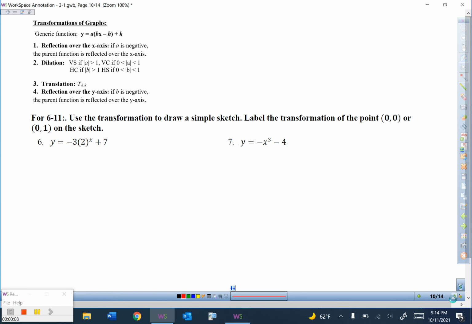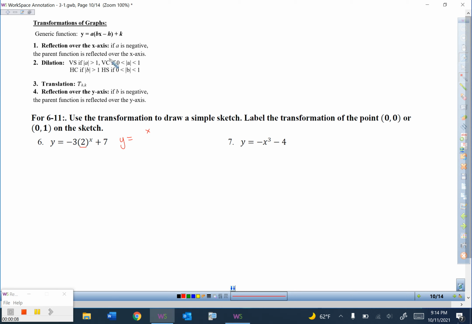Alright, so on 6 through 11, here are the steps I want you to follow. First up, I want you to strip down your equation and leave only the important parts of the parent function. So ours has this x in the exponent, so I know it's going to be y equals something with an x power. But remember, we talked about this just briefly. With the parent function of an exponential, the base has to be included.